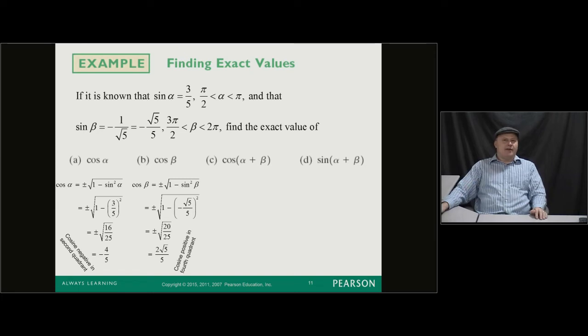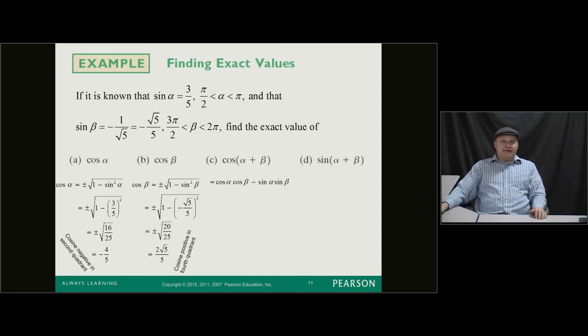All righty? So again, we've done A and B. We've done those in previous discussions. But we needed to know those in order to do C and D. So cosine of alpha plus beta is cosine of alpha, cosine of beta, minus the sine of alpha, sine of beta.